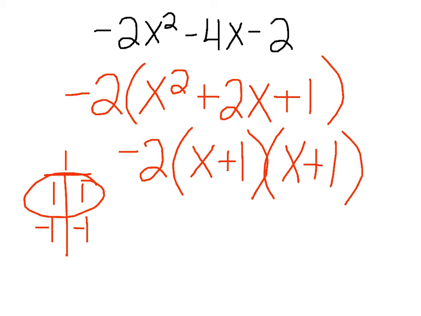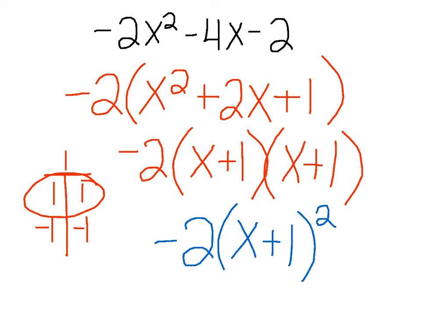If we want to simplify this further, we can see that these 2 terms are exactly the same. Therefore, the truly simplified answer to this is negative 2 times x plus 1 squared. But both answers are the same, although this is the most simplified version.